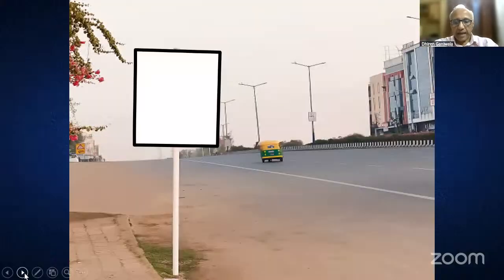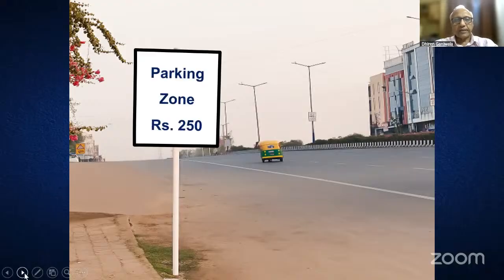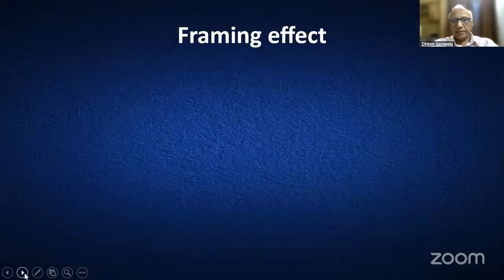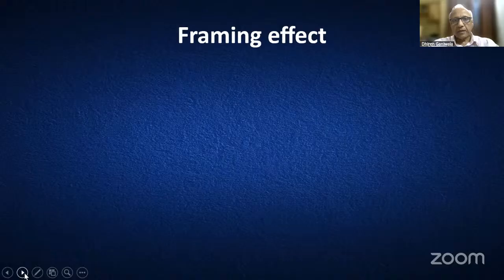Someone came up with an idea and displayed a board which says that this is a parking zone and the parking fee is 250 rupees. So what he did was change the wording, and instead of a penalty, he converted this into a fee in rupees. And as you can see here, there are no vehicles parked in this zone. Why? Let us understand. This is called a thinking trap, and the name of that thinking trap is the framing effect. How you put the information determines the response of the other person.